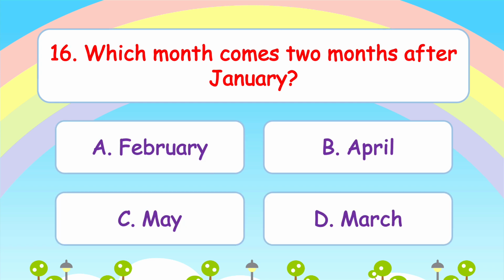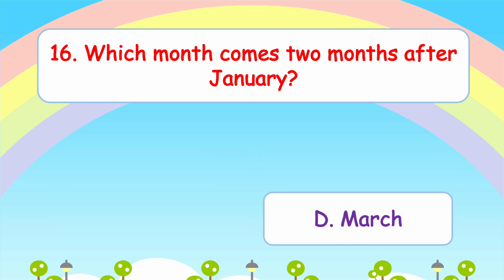Which month comes 2 months after January? And your options are February, April, May, or March. And it's March. March comes 2 months after January.